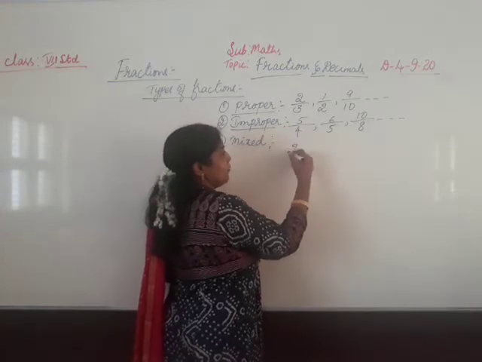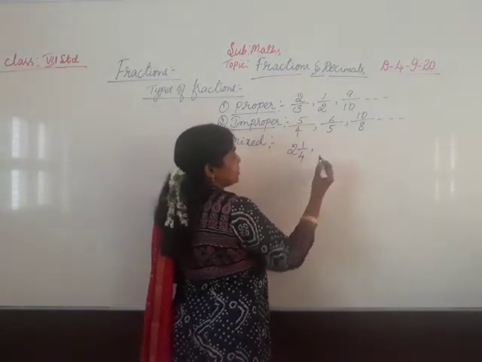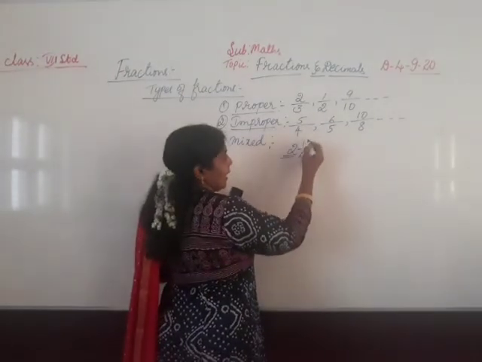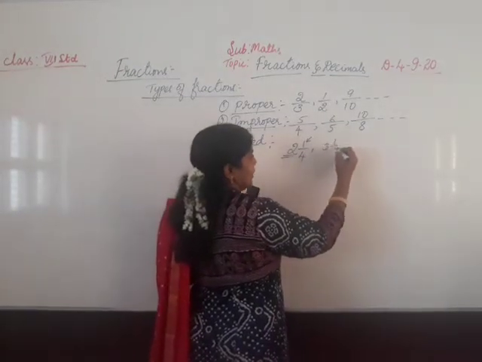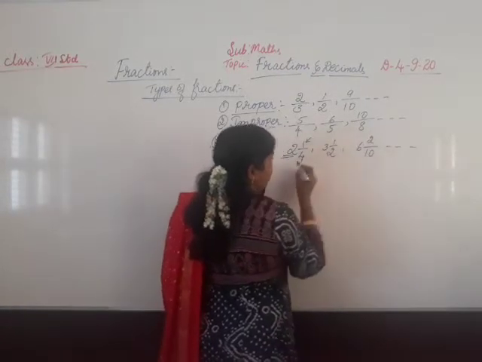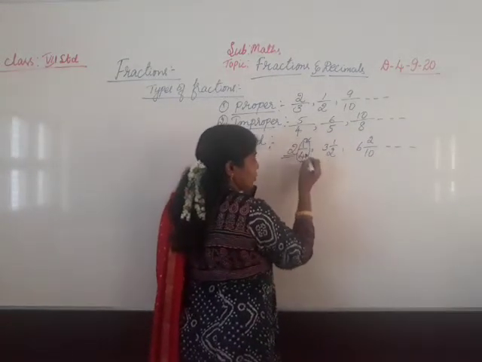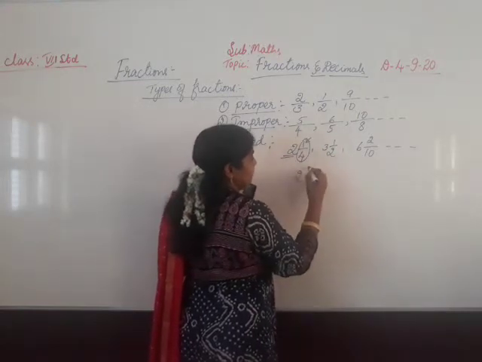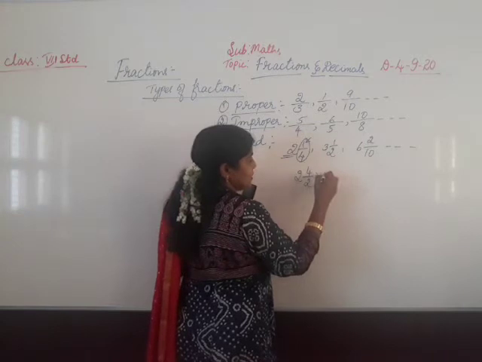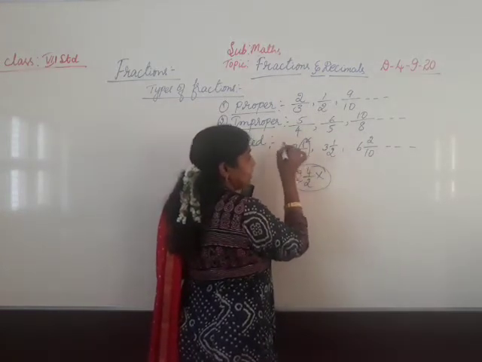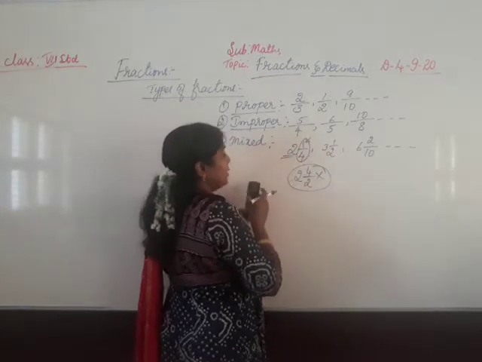And mixed, you are all familiar with that. The fractions which have a whole number and a proper fraction together, like 2 by 10. So always the fraction we are writing with the whole number should be proper. So we shouldn't write it as 4 by 2.